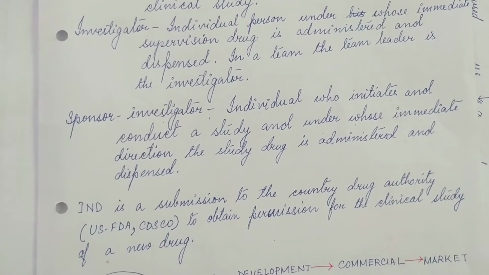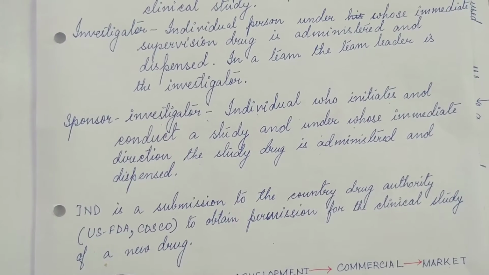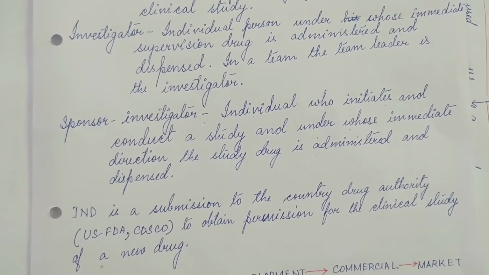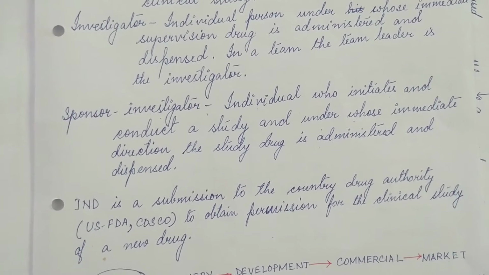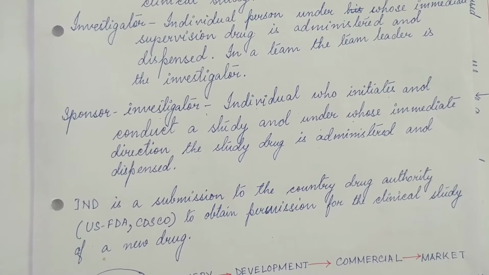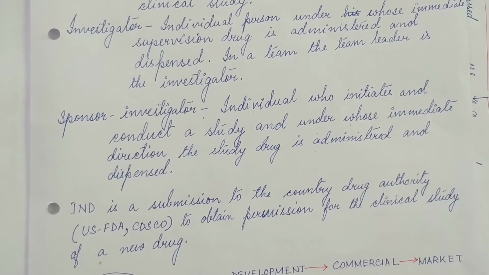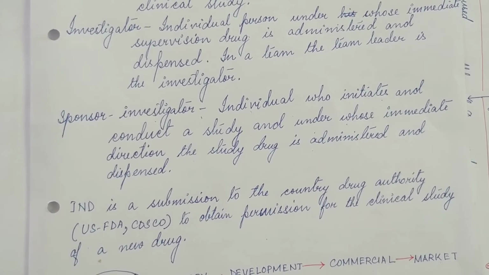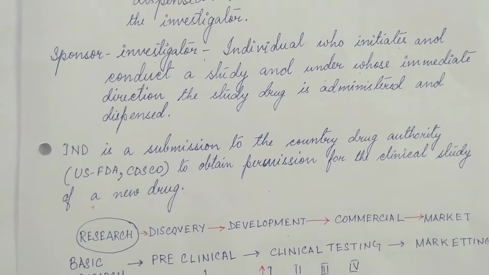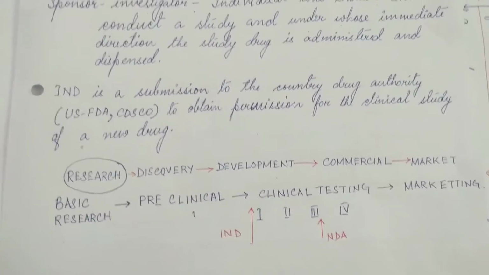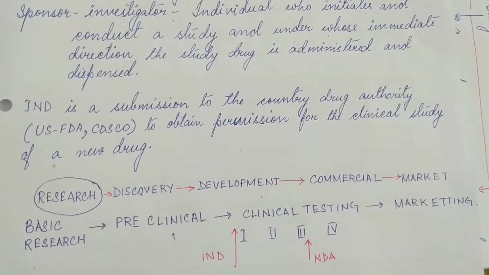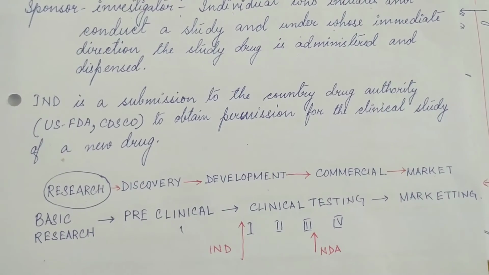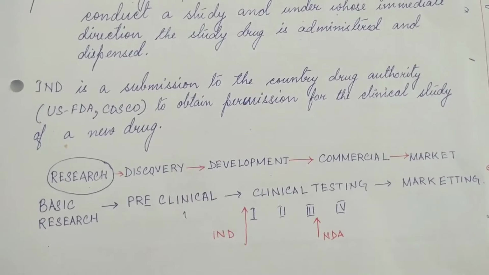Once we get the data of all the manufacturing, formulation, chemical, physical properties, then we give it to the regulatory authorities, and the data that is submitted is called IND application, that is investigational new drug. The investigational new drug application is up to the preclinical data.